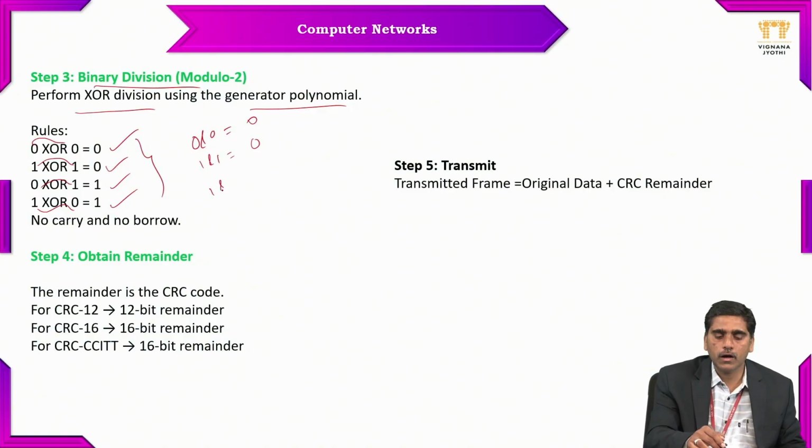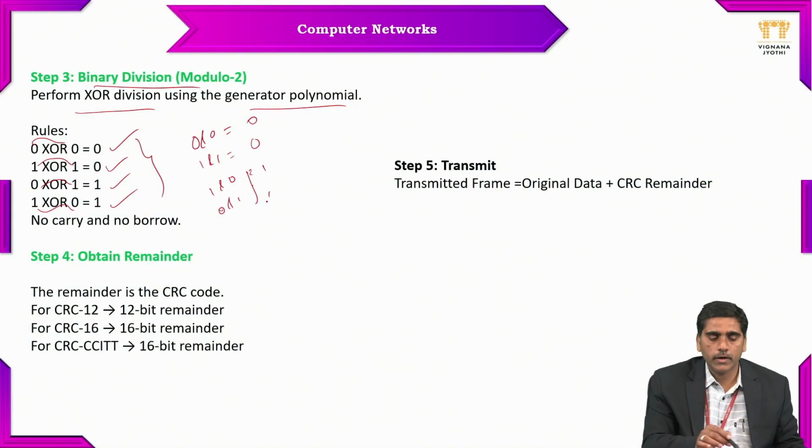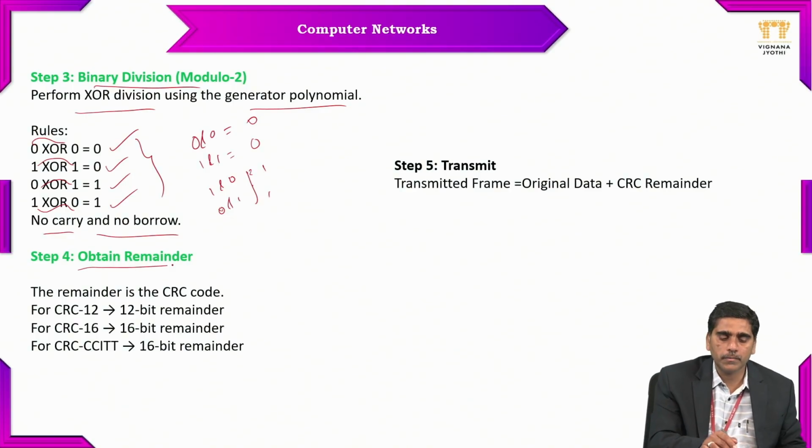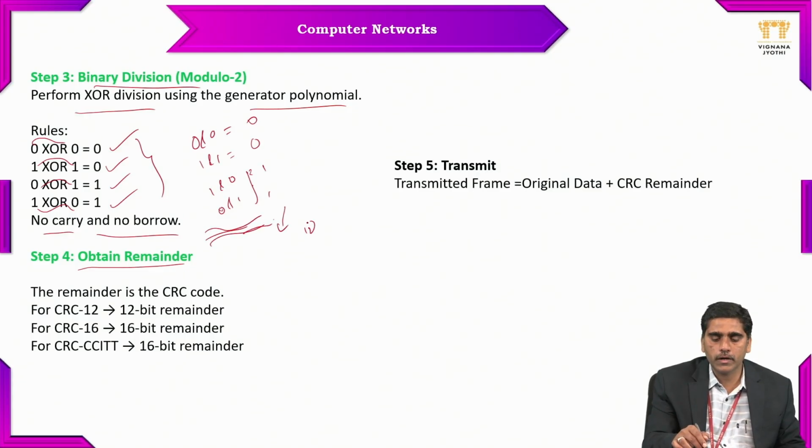And remaining 1 or 0 and 0 or 1, then you can perform 1 as the output, and no carry and no borrow. So that is step 3, performing modulo 2 binary division. And step 4 is what? Obtain the remainder. After performing all these calculations, you will get the 12-bit remainder as the CRC remainder. So obtain the remainder. The remainder is the CRC code.